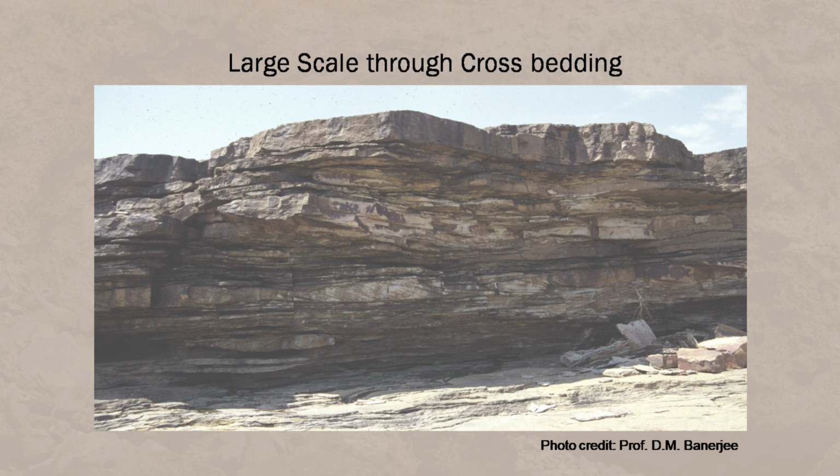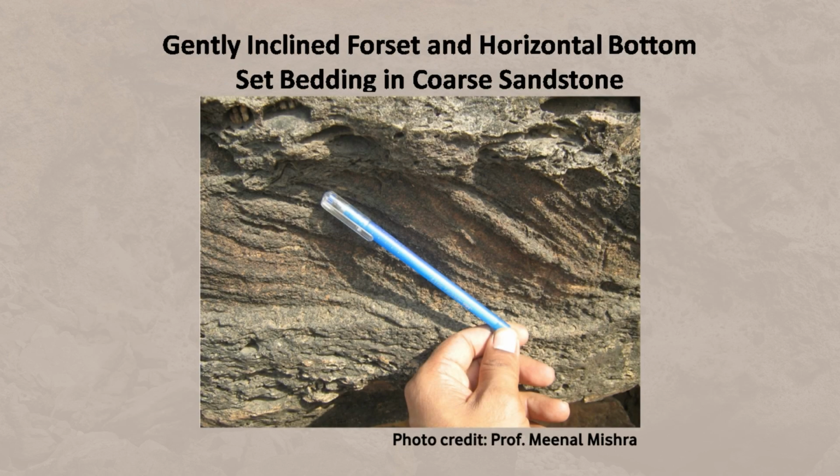The series of set of cross beds are repeated over the whole section. Another example here which shows very clearly gently inclined foreset beds and horizontal bottomset bedding in a coarse sandstone. You can see there are two different angles very clearly shown on this side.